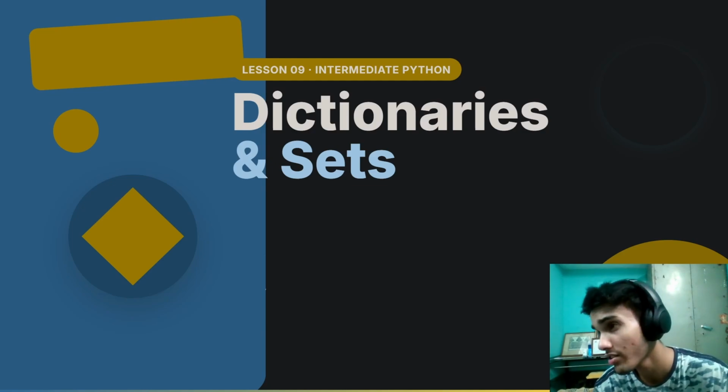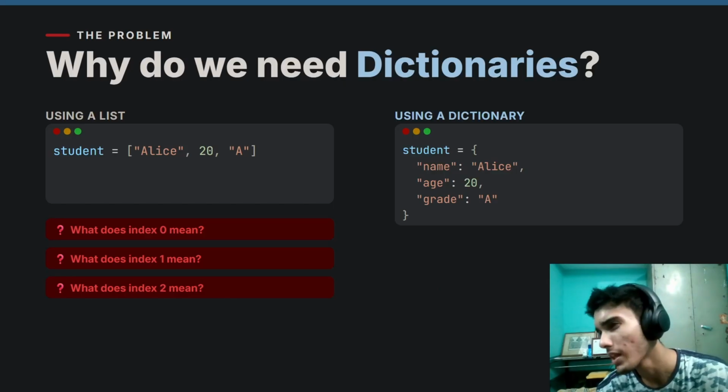By the end of this lesson, you'll understand what dictionaries are, how they store information, how to access and modify data, and why they're often a better choice than lists. We'll also build practical projects like a phone book or an inventory system. So let's get started.